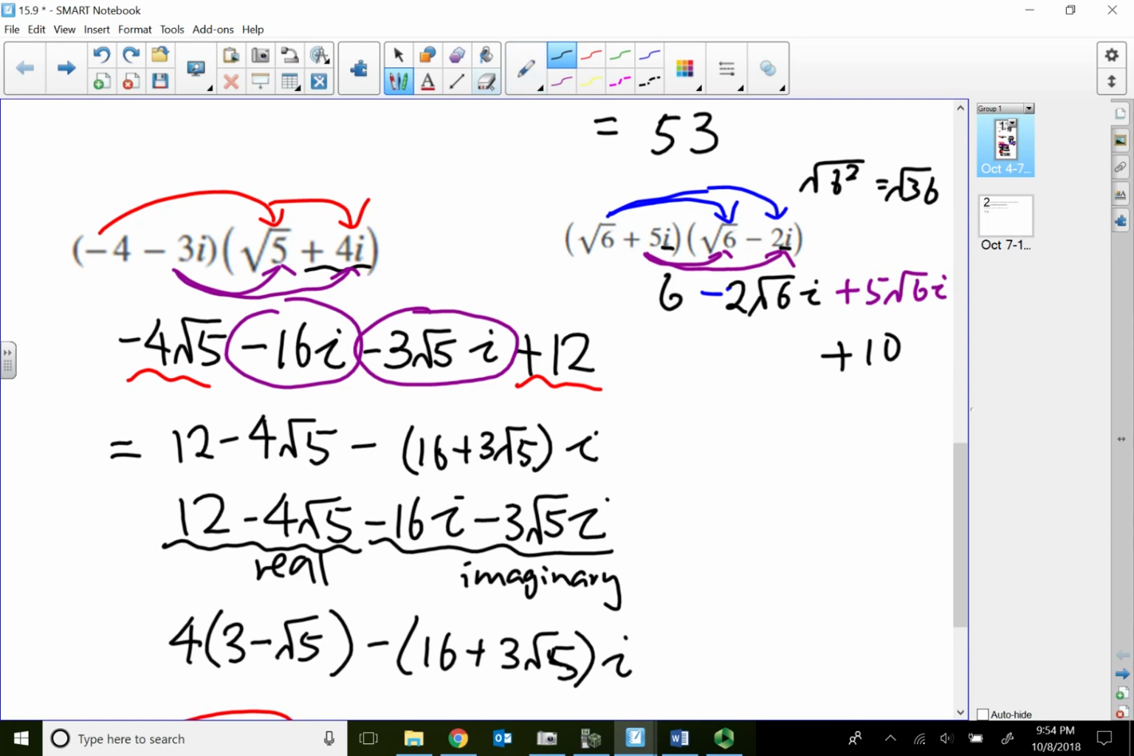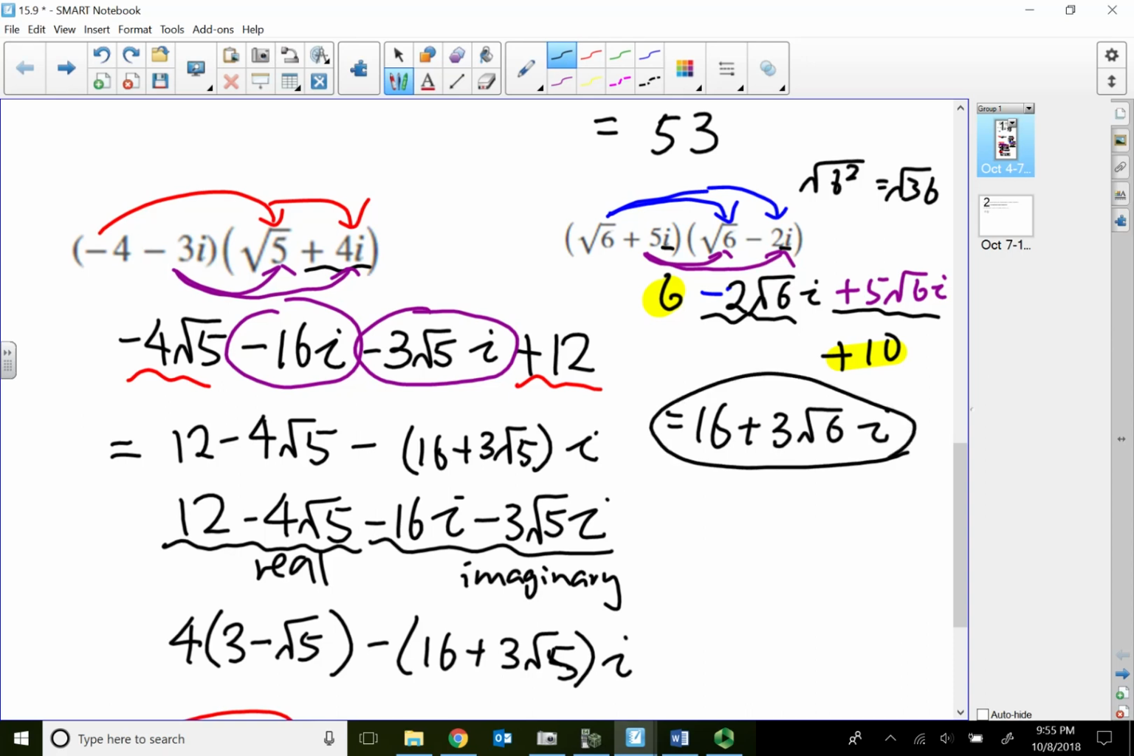So here we do have some like terms now. The 6 plus 10 is going to give me 16. Are these two terms like terms? Well, both terms got i in it. Both terms have square root of 6 in it. In front of the square root of 6, negative 2 and positive 5 are like terms, so these two can be combined. So negative 2 square root of 6i plus 5 more square root of 6i will give me positive 3 square root of 6i. Okay, so that will be my answer right here.